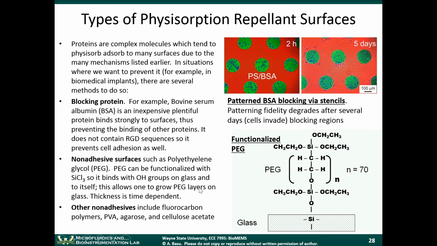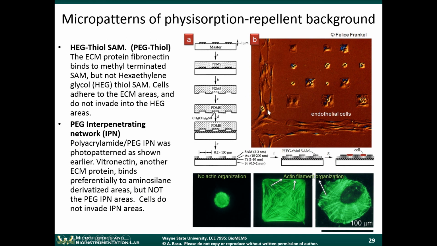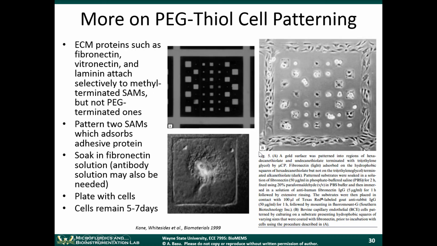Another non-adhesive surface was polyethylene glycol, a popular surface used in a lot of biomedical implants. This is very good at repelling proteins. So we talked about ways that you can pattern a background, a physisorption repellent background. A thiol self-assembled monolayer attached to a gold surface that had a PEG group on the end prevented the adhesion of cells. And then you could have other areas, methyl-terminated self-assembled monolayer, which is hydrophobic, and that helps cells adhere to it. So you could pattern where the cells went that way. These are some examples of that.